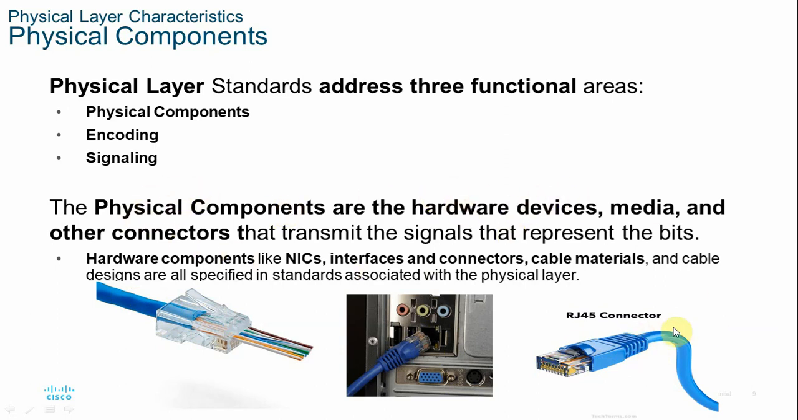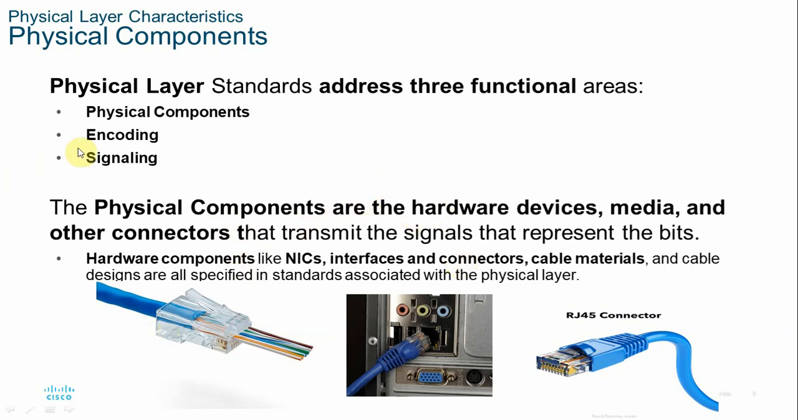So media, wired or wireless: straight-through, crossover cable, copper cable, fiber optic cable. Then we have wireless router, wired router, modem. Then we have switches, routers. Then we have the RJ45 connector. We have ports, we have cable, and the crimping tool. All are physical components.